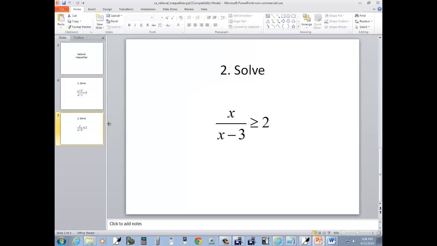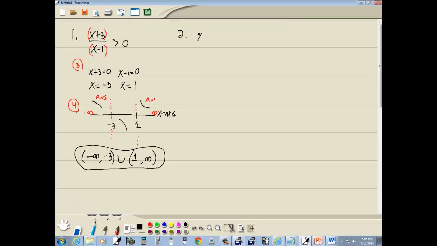Let's look at our next example. We've got x over x minus 3 is greater than or equal to 2.